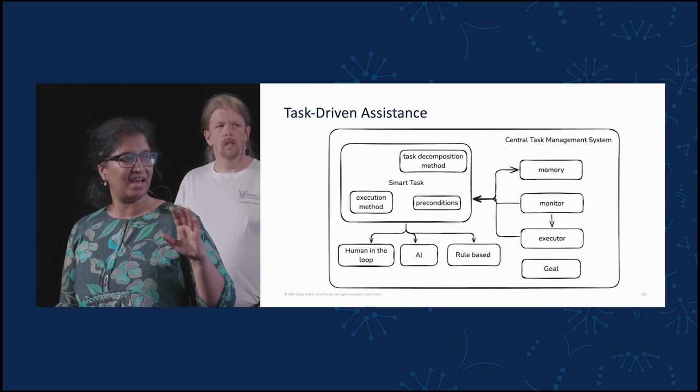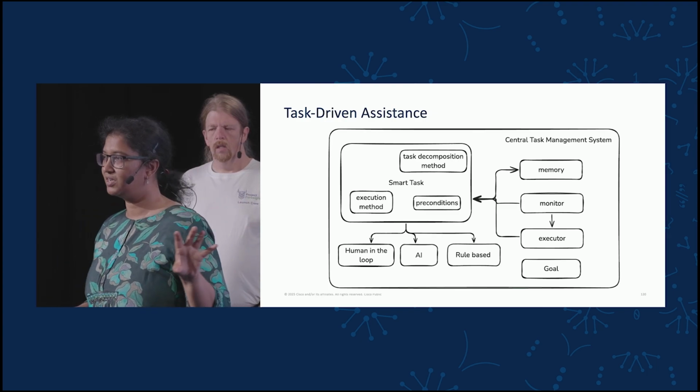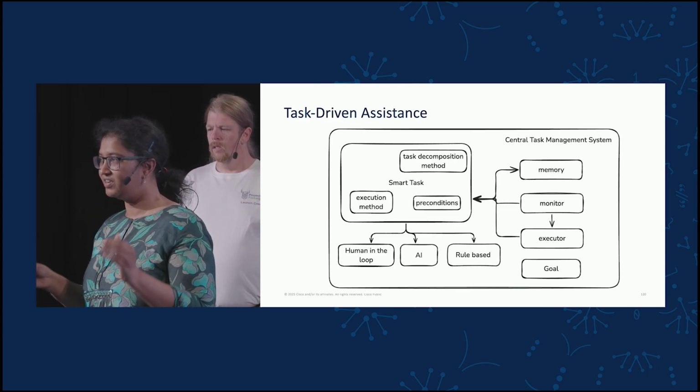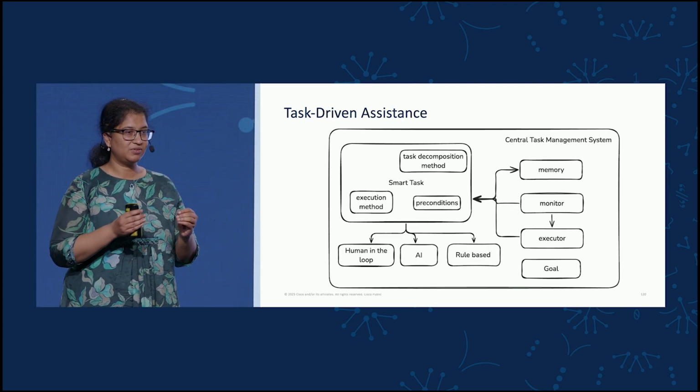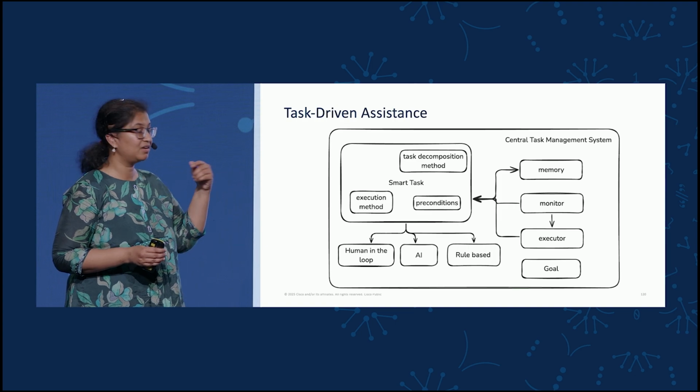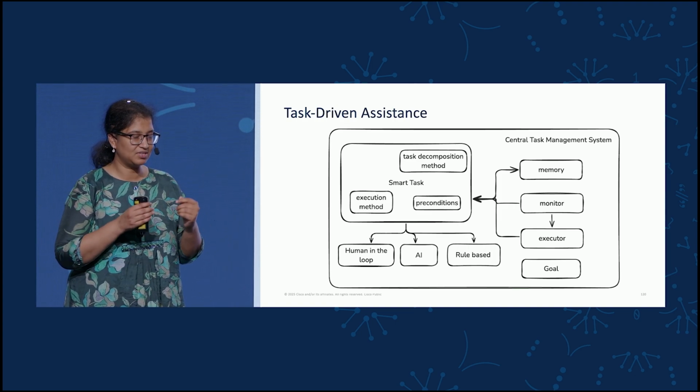And finally, we have a goal for this whole framework, and we make sure that all these tasks converge towards that goal. Eventually, we need to meet that goal. Until then, all the tasks need to be producing some kind of subtasks.